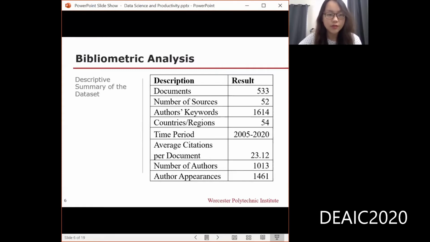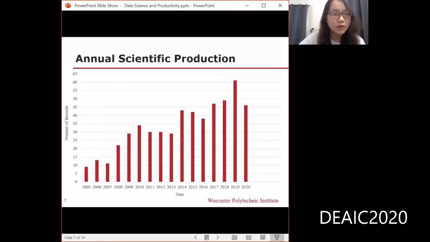The average citations per document is about 23. There are 1,013 different authors, and these authors appeared 1461 times. This figure presents the annual scientific production. On the horizontal axis, we have the number of records. We can see that from 2005 to 2020, the annual scientific production exhibits a fluctuating but increasing trend.